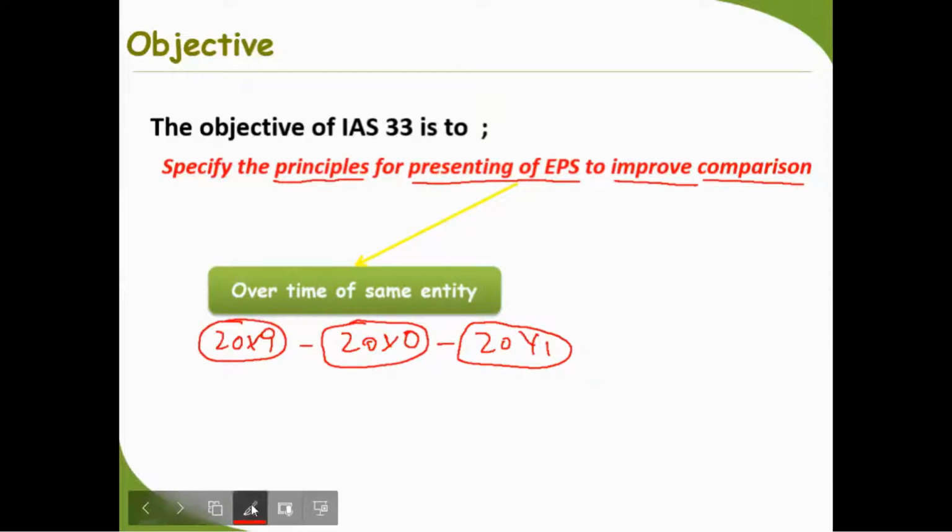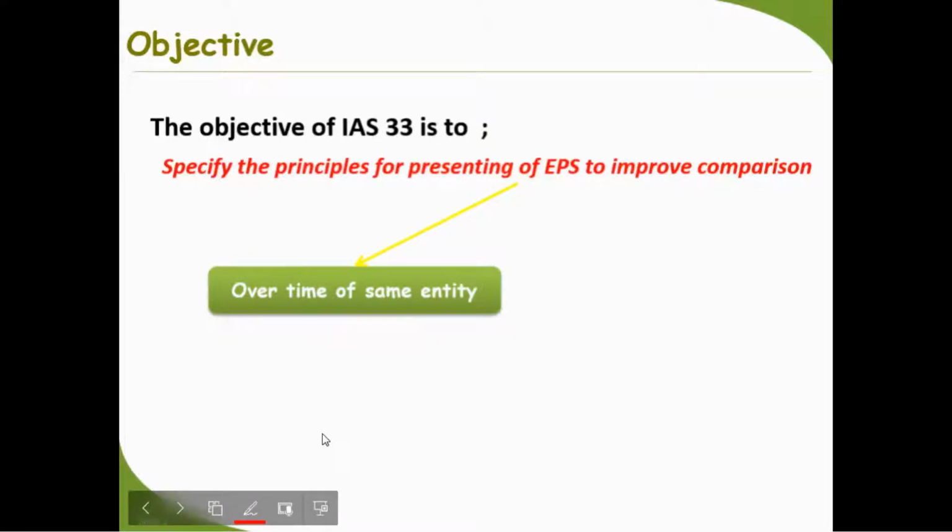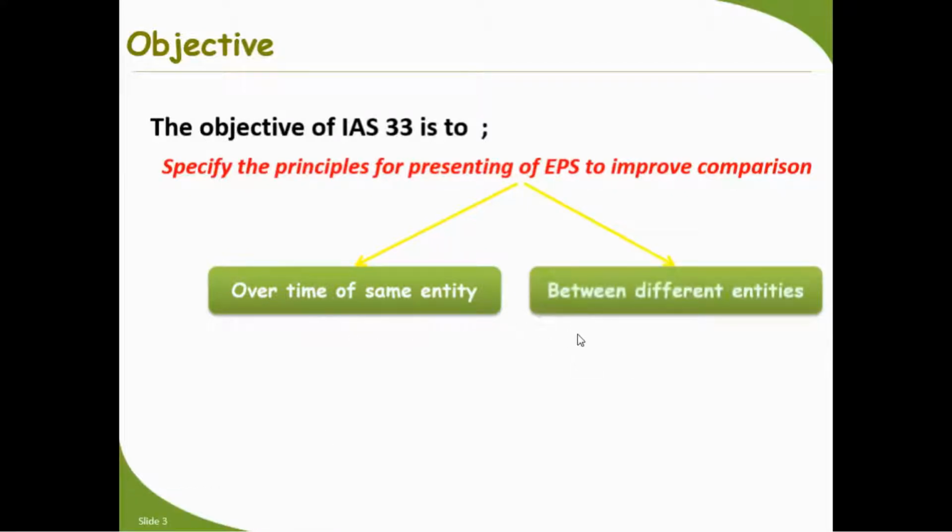And the second case is to compare between different entities. Like this is entity A, its EPS with entity B, and B's EPS with entity C, and so on. So the intent behind the objective of this standard is to describe the principles for presentation of EPS to improve the comparison of the performance of the same entity over different time periods and between different entities.